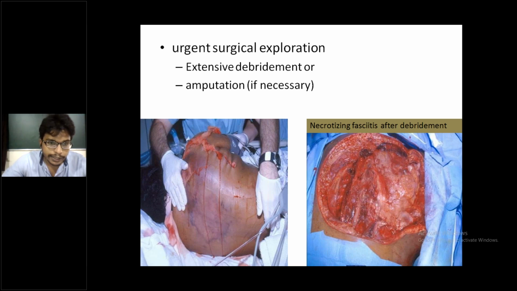See, this is necrotizing fasciitis of the back following trauma, and after debridement, you can see the skin of this gentleman. It can be treated only after the infection has subsided, by giving flaps from other parts of the body and grafts.